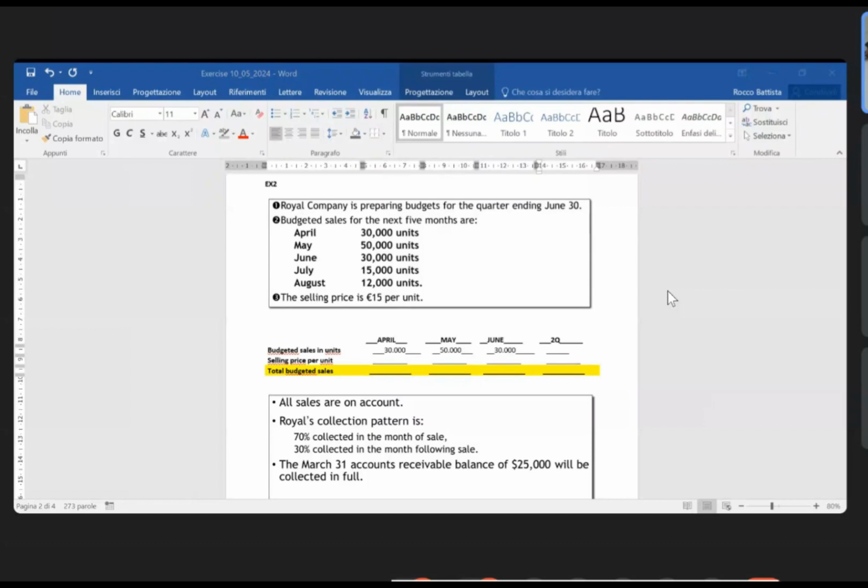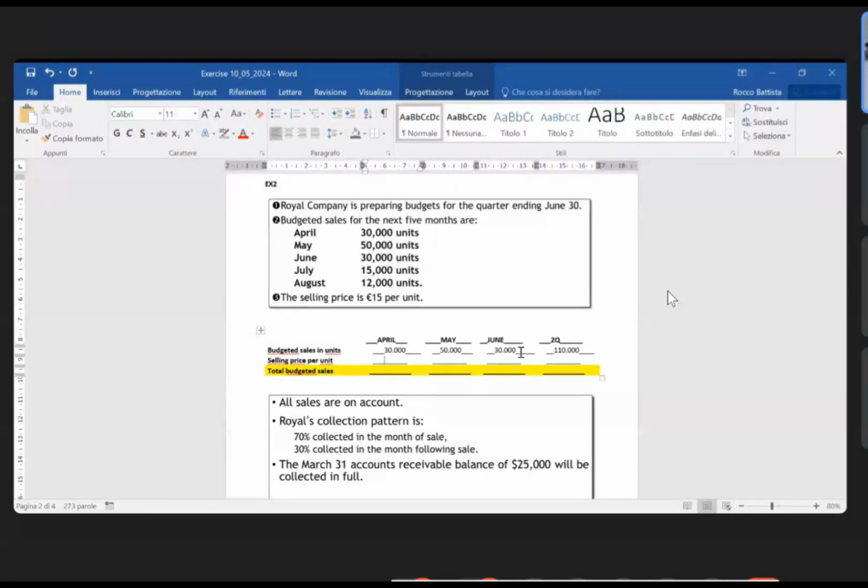And let's put here all the sum for the quarter. That is 30,000, 50,000, 30,000. So 110,000. Let's put the selling price. Sometimes I change the selling price. What I mean is, I can give you a different selling price for each month, because in April the selling price is 15 euros per unit, in May it changes and is 20, and in June is 25.